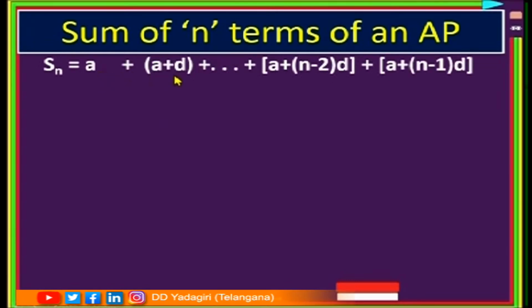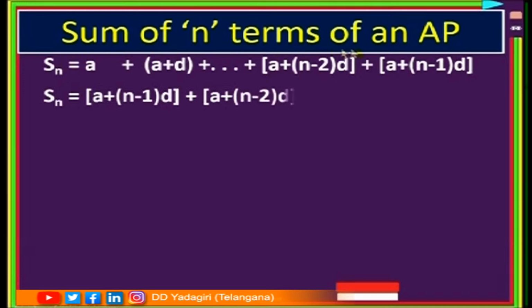Second term a plus d, next a plus n minus 1th term, and the last term is nth term, that is a plus n minus 1 into d. So what is the next step? We have to write in reverse order. Here I am denoting the sum of n terms of an AP as Sn. Okay, so now reverse order means this one.